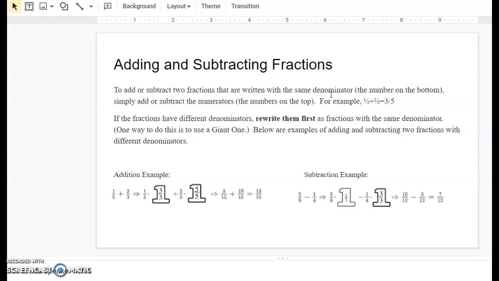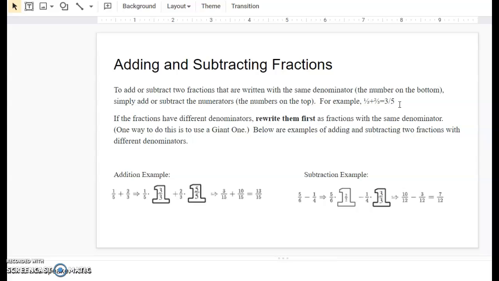The first slide is a note slide, and it just kind of tells you how to add and subtract fractions. It says to add and subtract two fractions that are written with the same denominator, which is the bottom number, you simply add or subtract the numerators, or the top numbers. So for example, 1/5 plus 2/5 is equal to 3/5. Because the denominator is the same and they both have 5, all you have to do is add the top numbers, 1 and 2, which equals 3, and your denominator would stay 5. So all you're doing is adding or subtracting the numerator, or the top number.